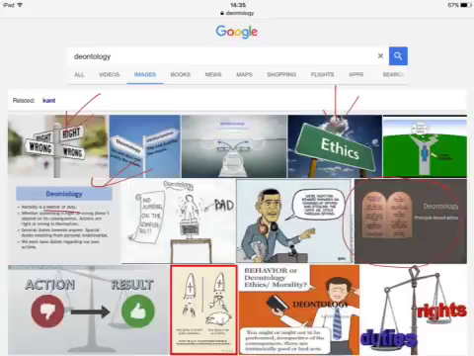Deontology comes from the Greek word meaning duty-based or rule-based, and a deontologist believes that an action is right or wrong based on reason established prior to the event of the moral choice.